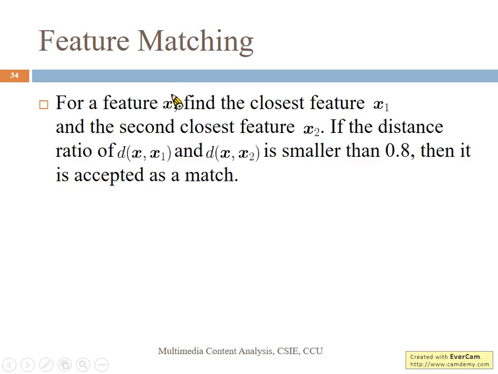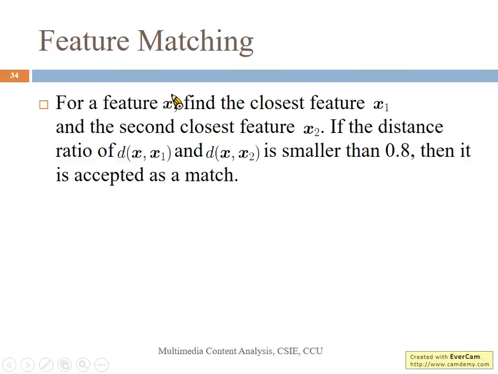So after all these steps, we have already detected the position of key points. We do key point location refinement, and then we calculate the main orientation of each key point based on the patch centered by this key point. And finally, we construct a 128-dimensional SIFT descriptor. Therefore, we can transform each key point into a 128-dimensional feature vector.